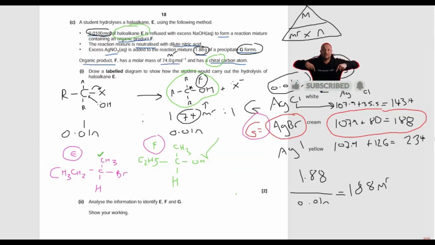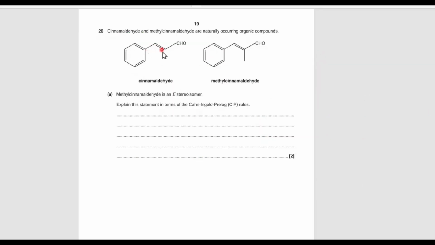It's time to revise. Stereoisomers. This has got a bit of organic synthesis and a bit of electrophilic addition in it. Okay, cinnamaldehyde and methyl cinnamaldehyde are naturally occurring organic compounds. You can see they've both got a double bond. They've both got a phenyl group, benzene ring, and an aldehyde. Methyl cinnamaldehyde, this one on the right, is an E isomer.